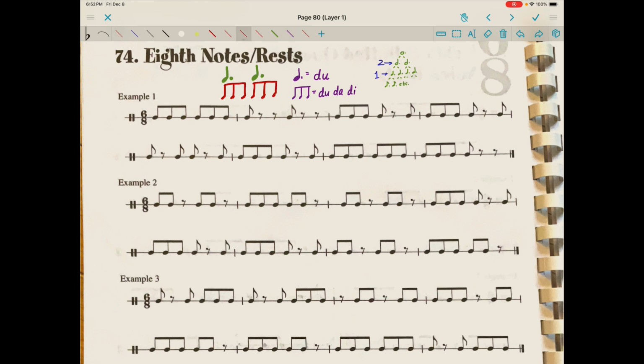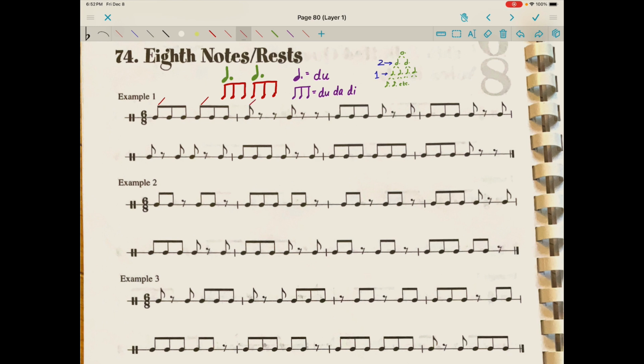So the first thing I'm going to do in looking at example 1 is to draw in my big beats, my do beats. Remember, those will be our dotted quarter note beats, and they'll be equivalent to 3 8th notes each. So here's my first do. A do, da, di makes up that first do, and then another do here. Those are my first 2 big beats in 6/8 time.